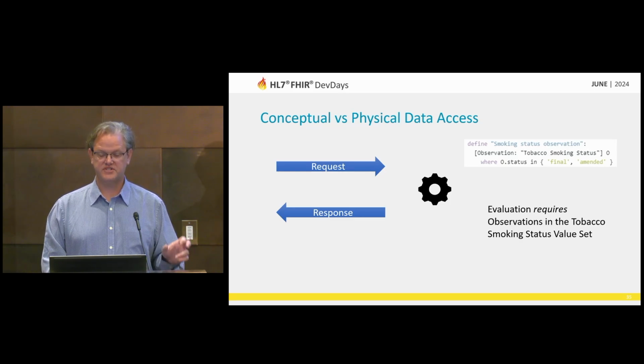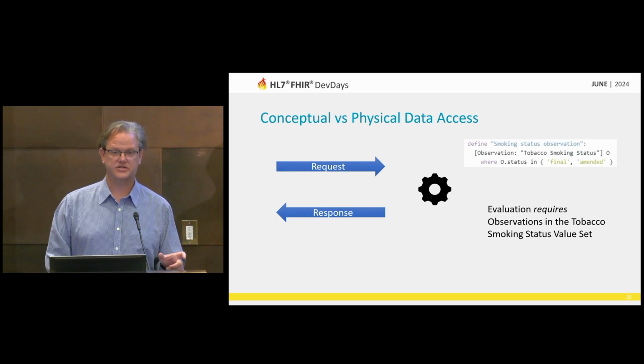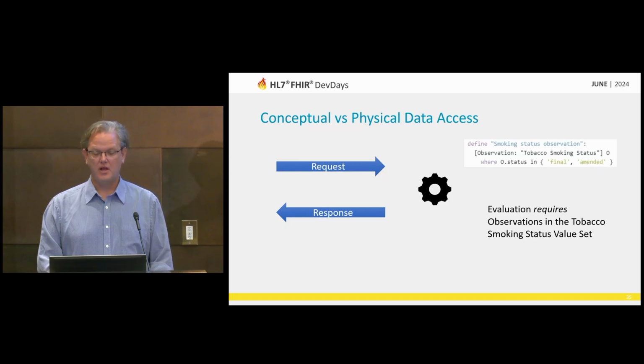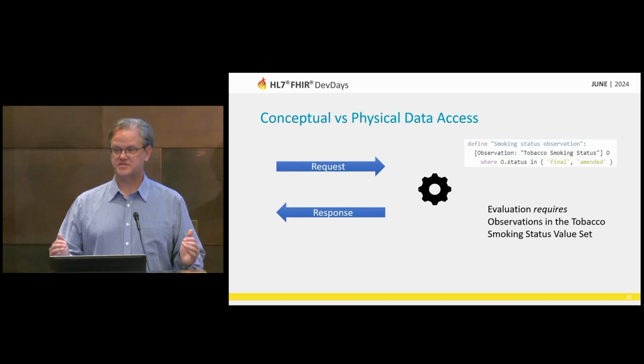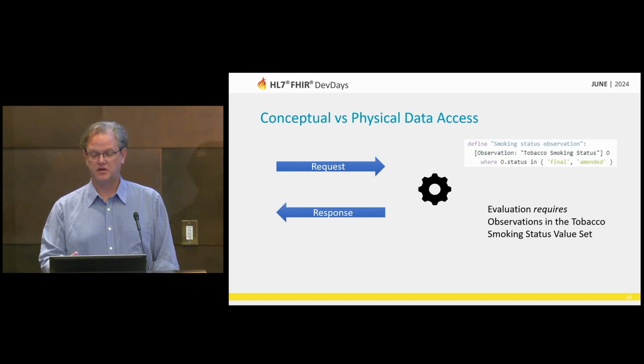How that actual physical data access occurs is an implementation concern, not a language concern. And CQL is silent about what that means, where that data actually comes from. All we know from the CQL perspective is that evaluation of this expression requires observations in the tobacco smoking status value set. So we call that a data requirement.